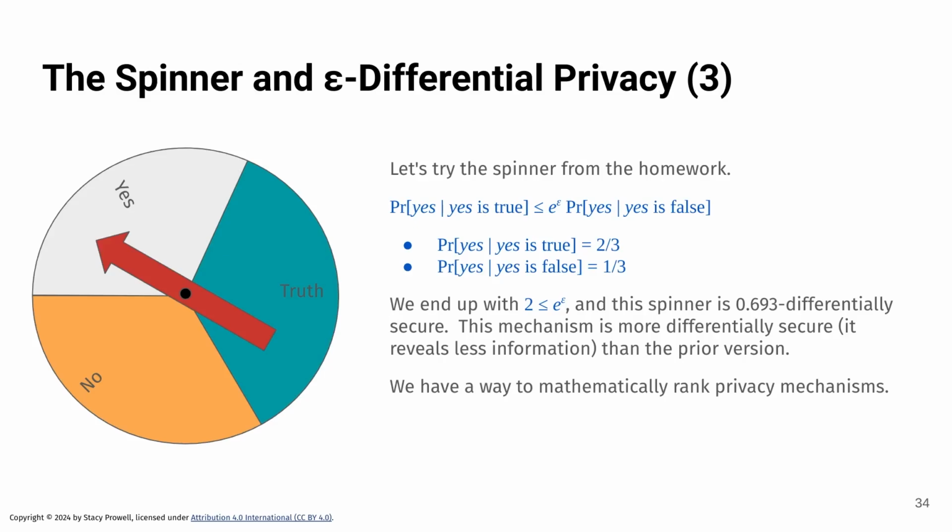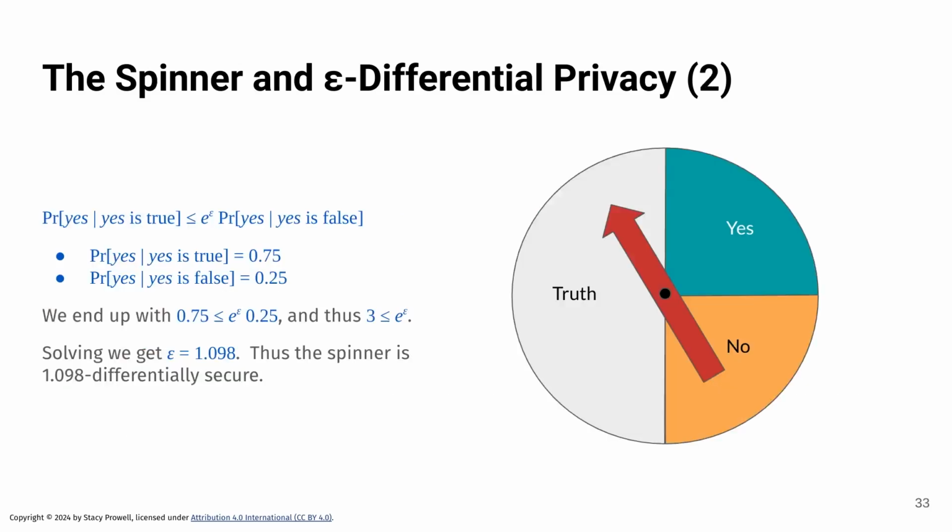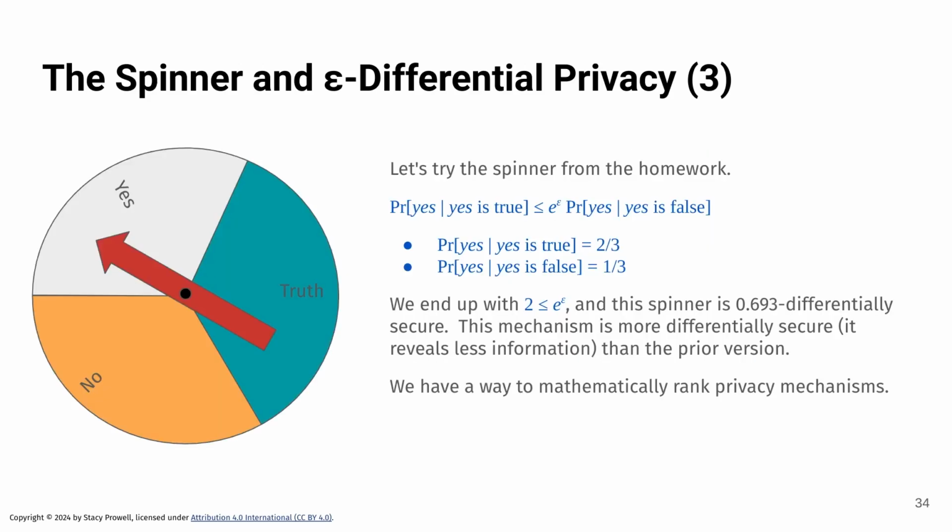And that makes some intuitive sense, right? In the previous one, truth occupied about half of the spinner. In this one, it only occupies about 1/3. So we have a mathematically rigorous way to talk about the privacy afforded by a given mechanism like this spinner. And we can actually rank things. We can say this is more private than this. That's pretty powerful. We didn't have that before. Now we do. I think that's pretty neat.